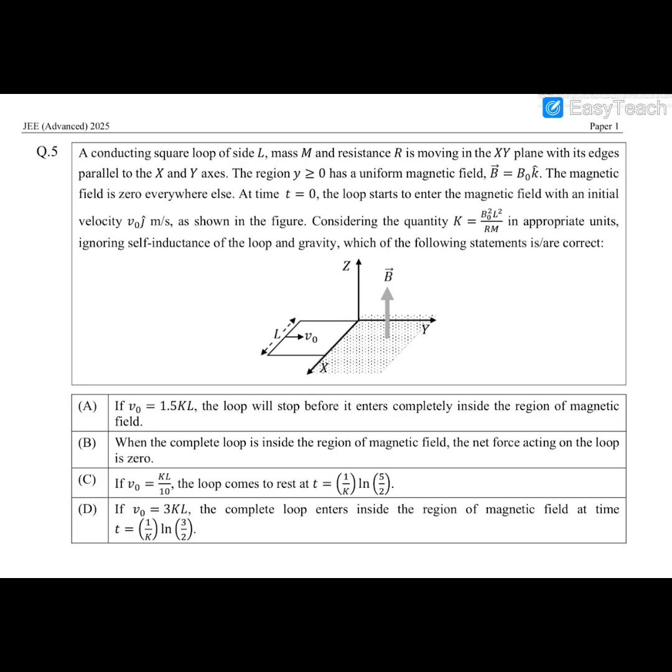In this question you can see that there is a conducting square loop of side L and mass m and resistance R. This loop is being given a velocity of v naught in a uniform magnetic field B naught, which is pointing in the k cap direction, and it is starting from y equal to 0. So we have given some velocity v naught to this loop initially, and we have to choose the correct option.